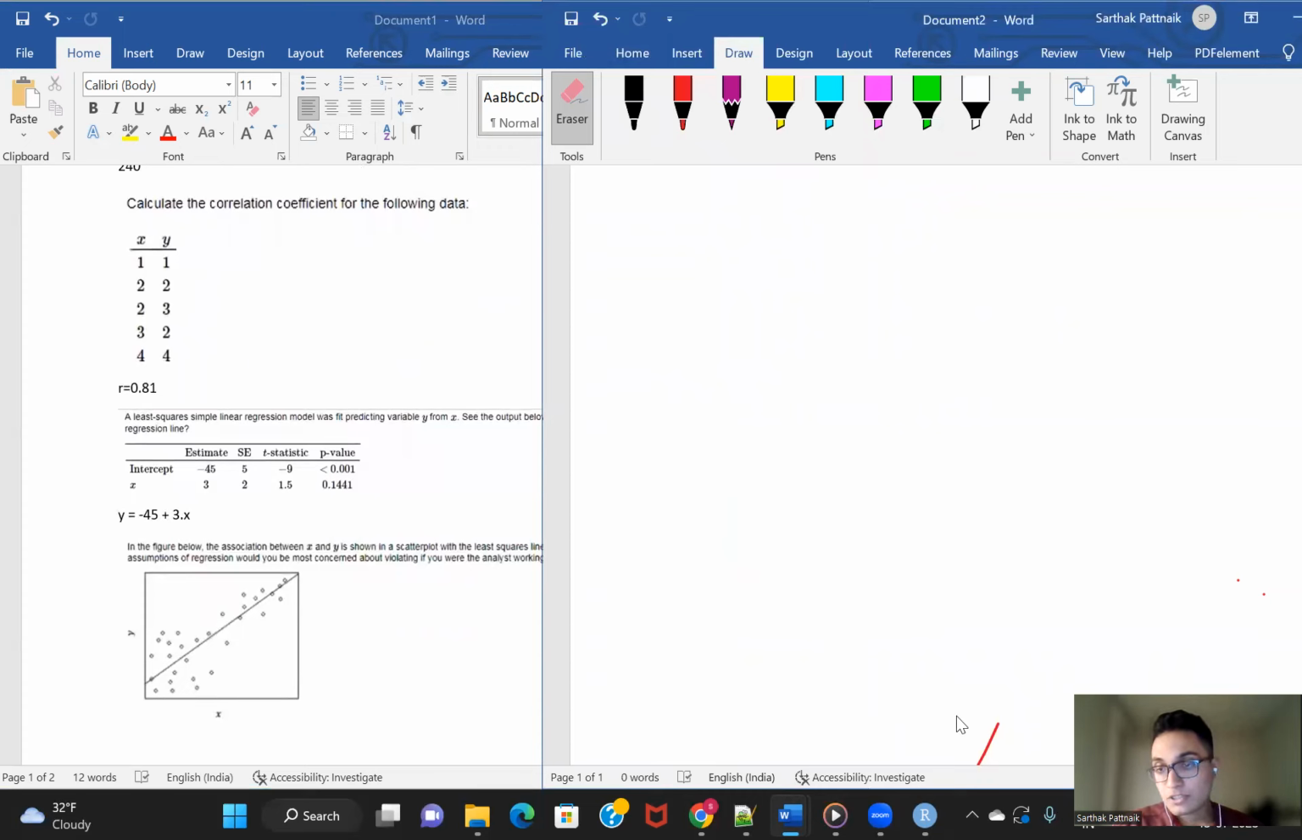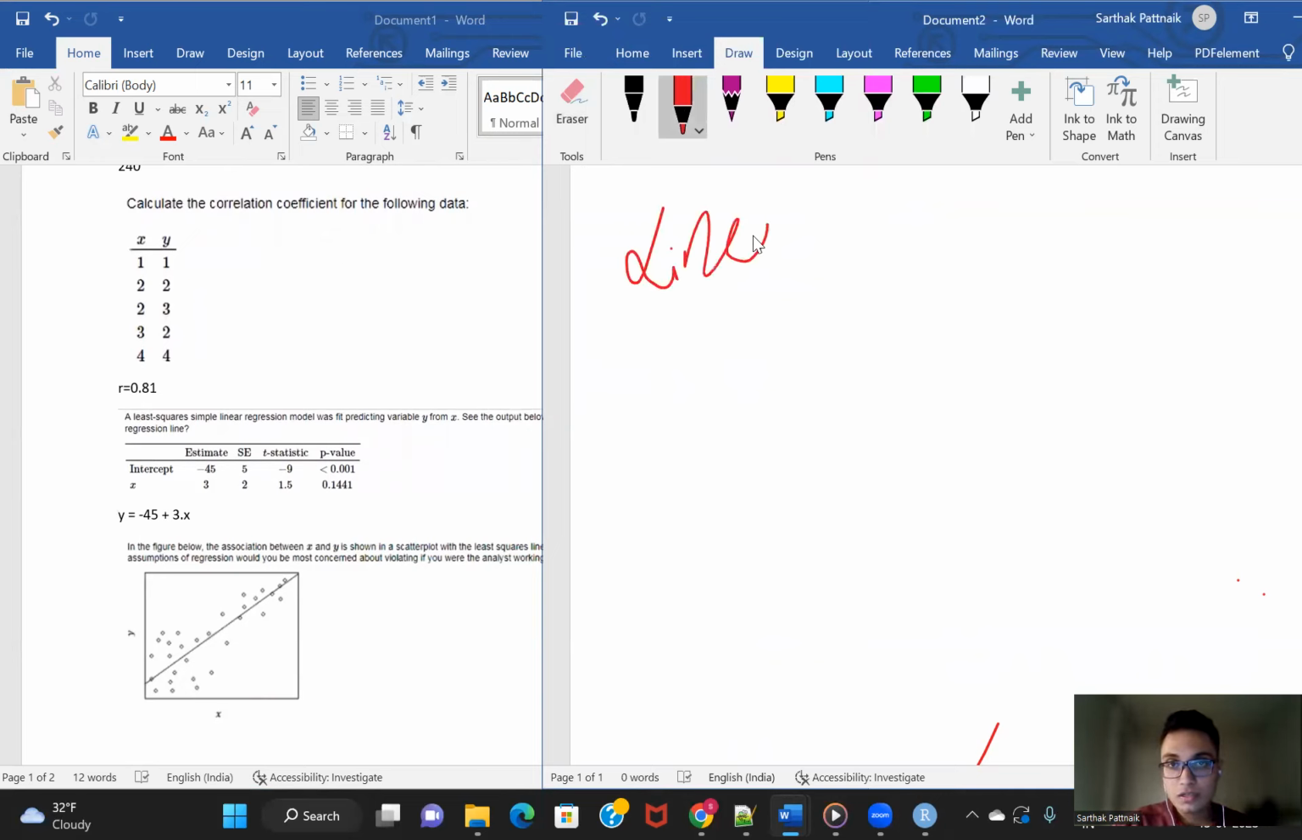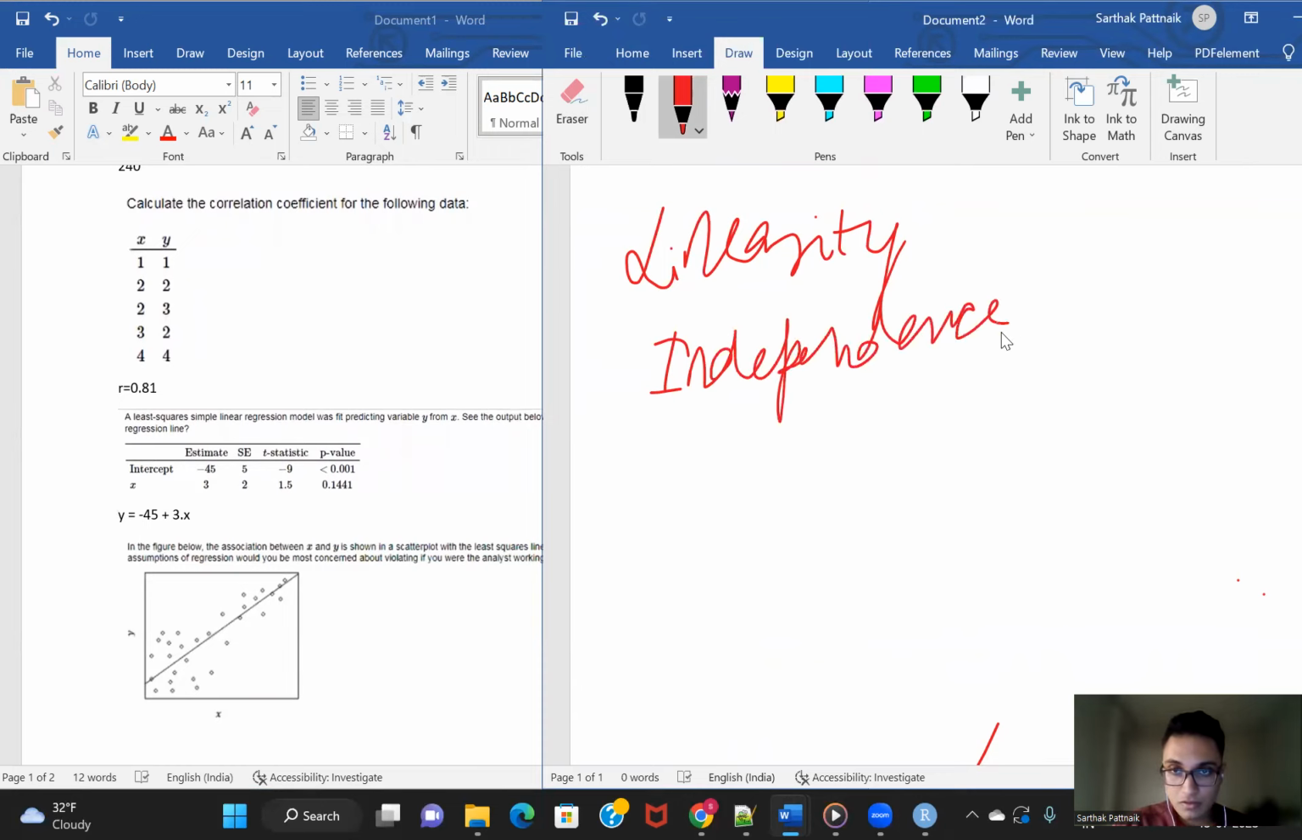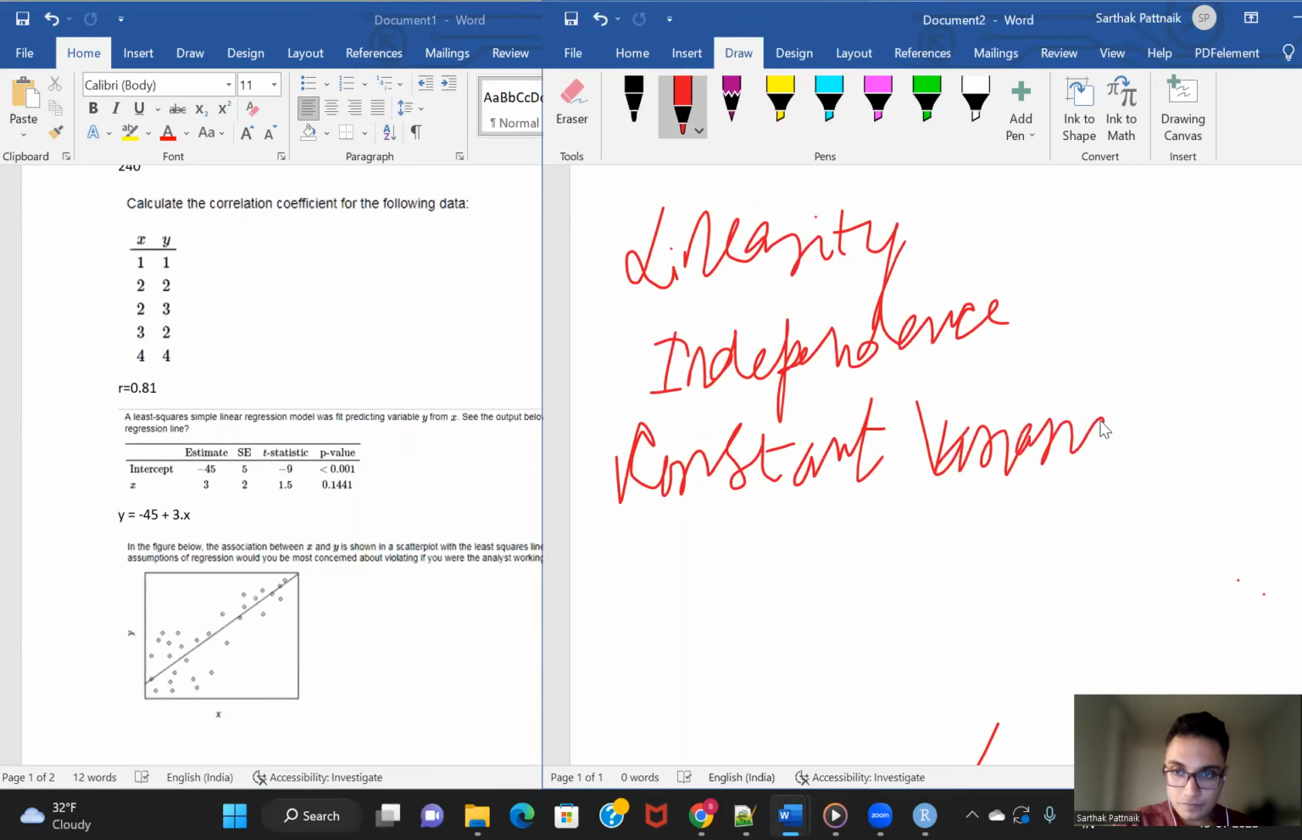Remember, there are four model assumptions that we studied. And what were the four model assumptions? Linearity, independence, constant variance, and normality of residuals. These are the four model assumptions.